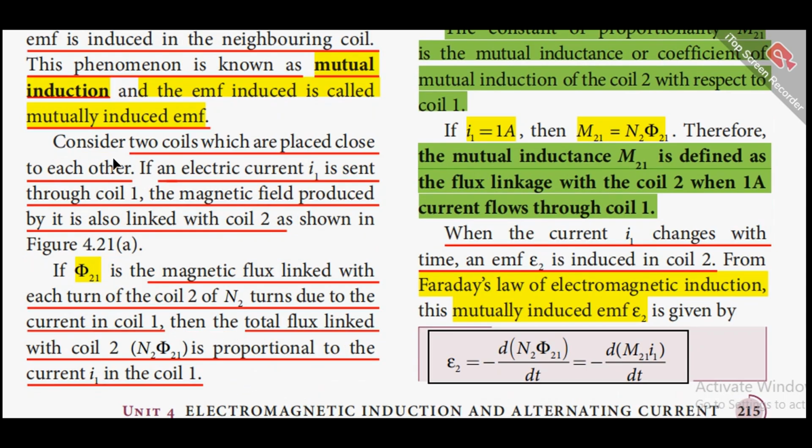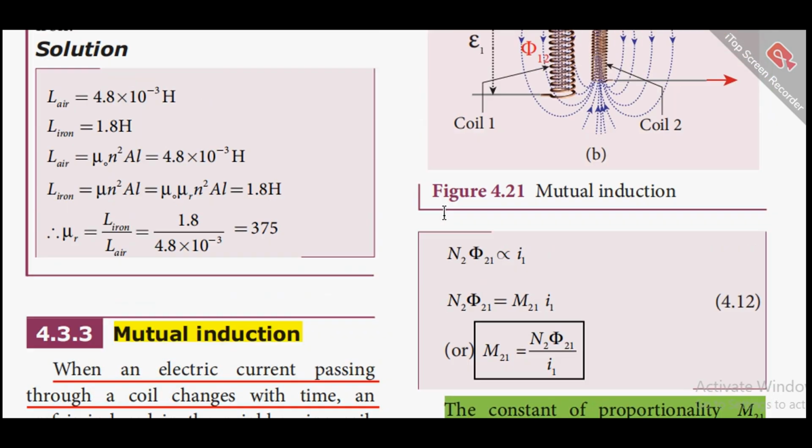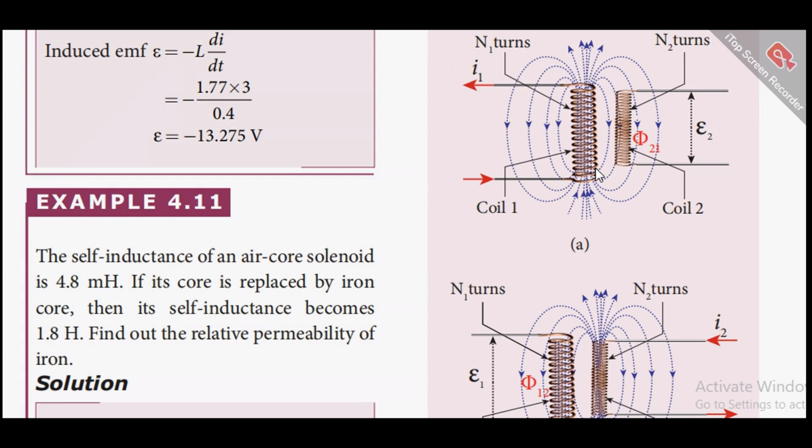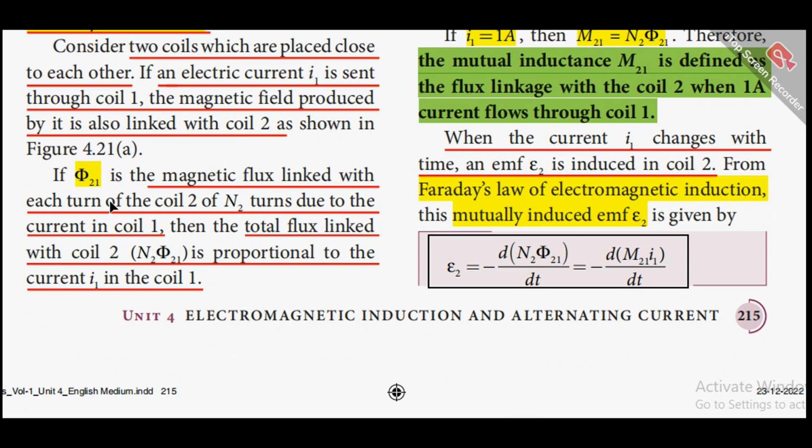For this, let us consider two coils which are placed close to each other. If an electric current I1 is sent through coil 1, the magnetic field produced by it is also linked with coil 2, as shown in figure 4.21a. If phi21 is the magnetic flux linked with each turn of coil 2 of N2 turns due to the current in coil 1, then the total flux linked with coil 2, that is N2 phi21, is proportional to the current I1 in coil 1.